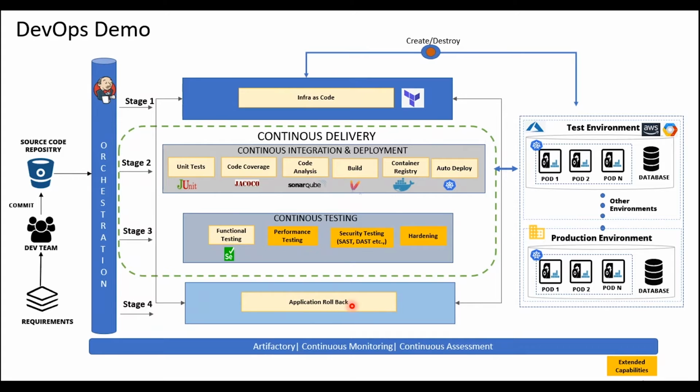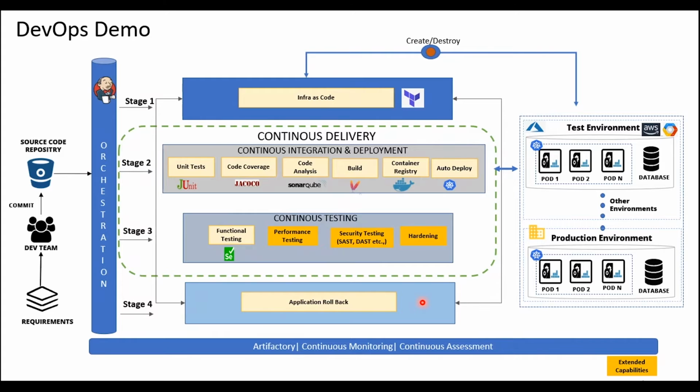A rollback feature is available to go back to the previous working version of the build, where there might be any kind of failures for the current build in production environment or in any environment. So all of these are automated and optimized for overall end-to-end automation.